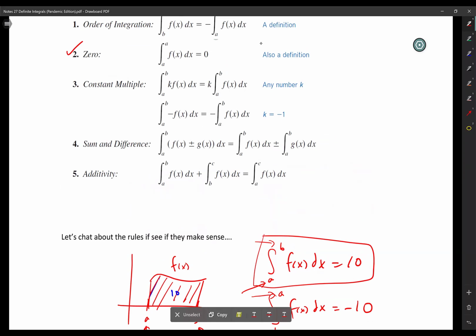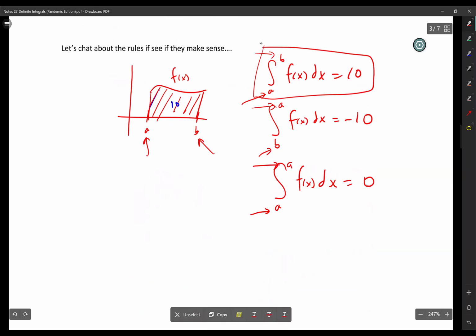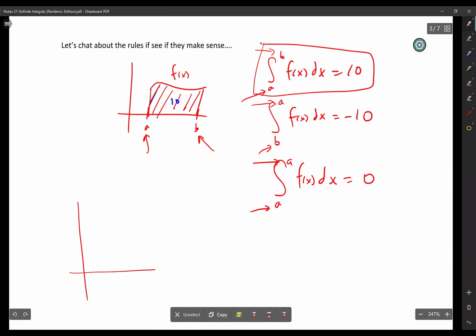Constant multiple rule. Okay, let's do the constant multiple rule with something simple that we can all agree on. I'm going to say I have a function, a linear line, y equals 3, and I'm going from 0 to 2 of this function. So right now, notice that I just have a rectangle. What's 3 times 2?